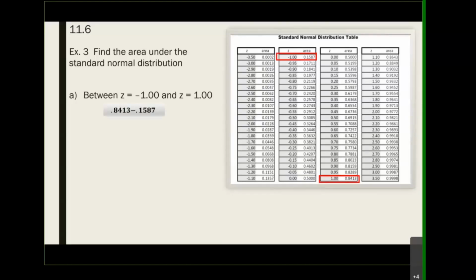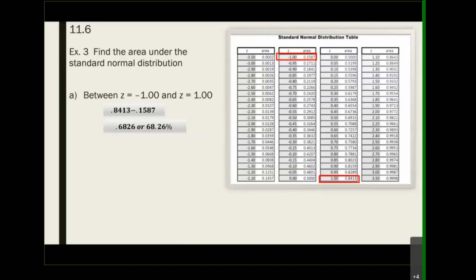Do you agree that -1 is 0.1587 and 1 is 0.8413? I have to take the bigger number, 0.8413, minus the smaller number, 0.1587, to find the percentage in between. If you subtract them, you should see that it's 0.6826, or 68.26%. This is the exact percentage, ladies and gentlemen, 68.26.